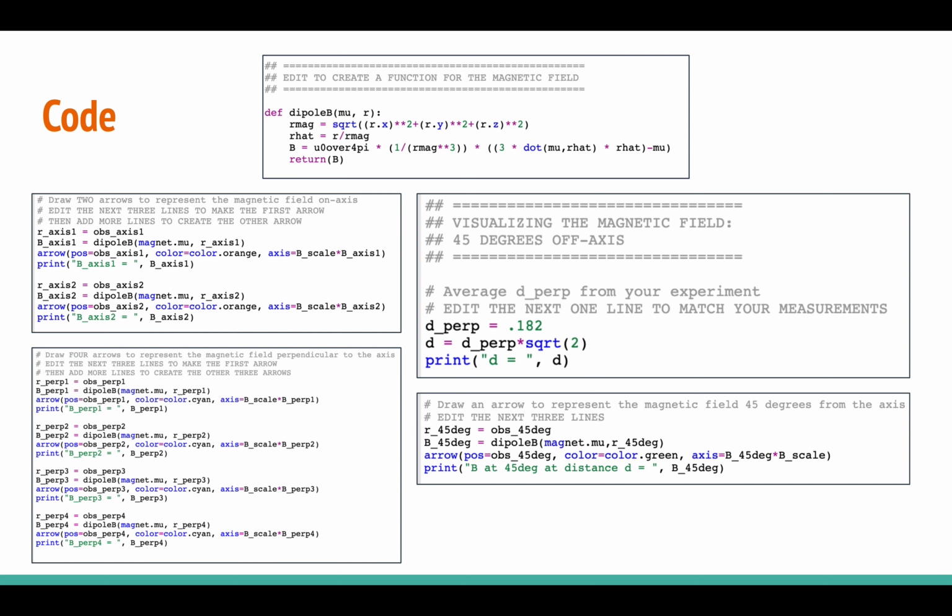The magnitude of the magnetic field will be calculated at each of these 4 locations once the code is run. To create the magnetic field 45 degrees off-axis, I inputted the average d perpendicular value location as derived from our magnetometer measurements, which was the value of 0.182 meters. I then coded the calculated magnetic field for that given location using the obtained values from the magnetometer.